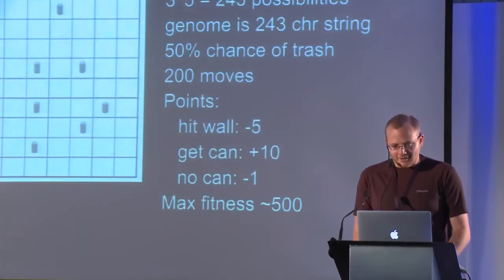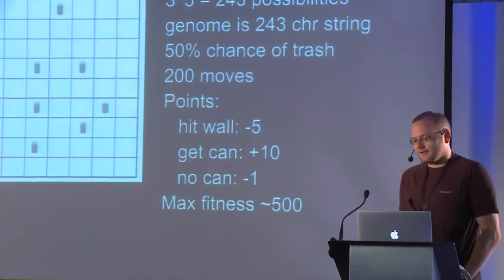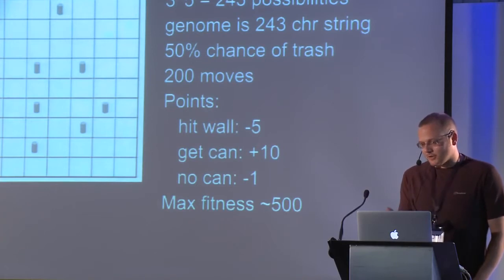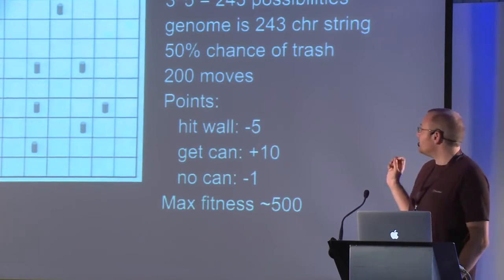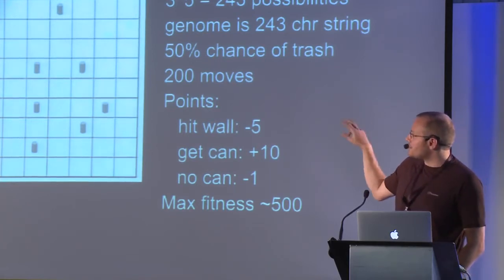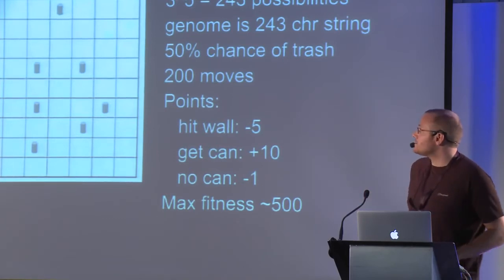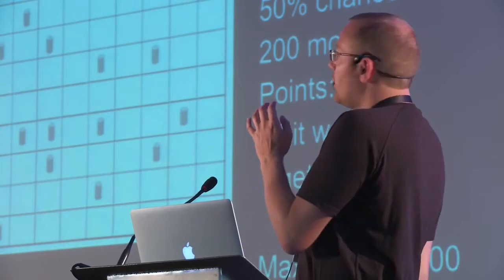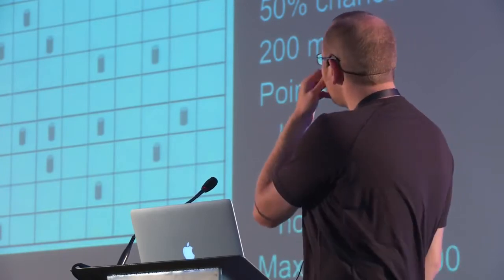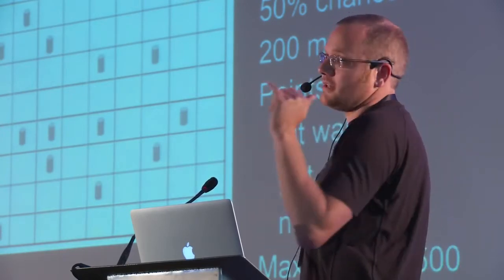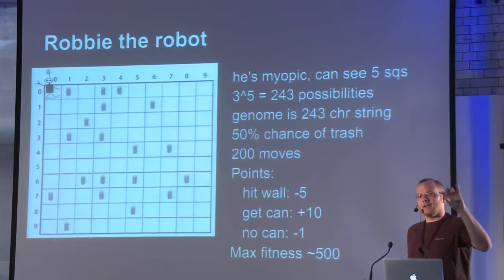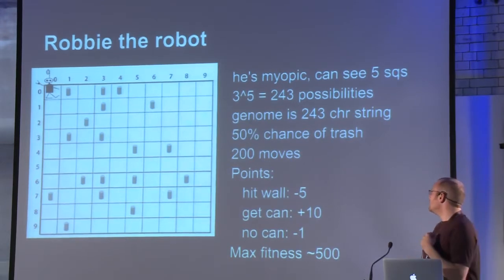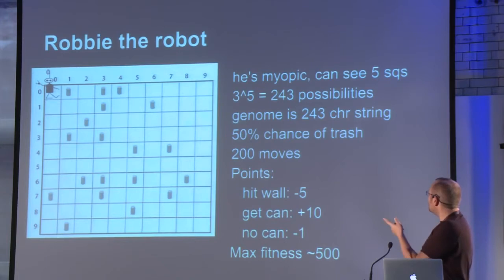So the problem that you're solving right now is called Robbie the Robot. Robbie exists in a 10 by 10 grid. His task is to pick up rubbish. He actually can't see the whole grid, so I've said he's myopic. He can only see 5 squares: the squares up, down, left, right, and the square he's currently on. So there's 3 to the 5 different possibilities.